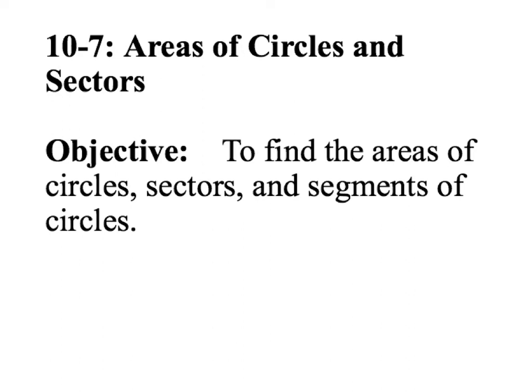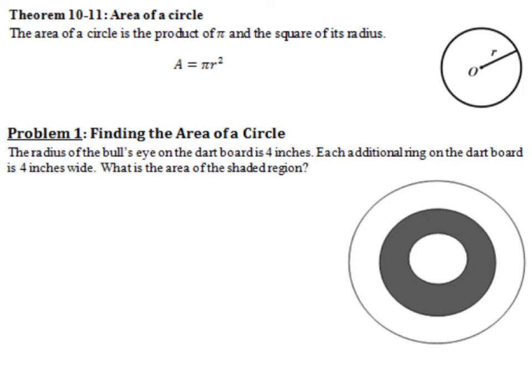10.7 Areas of circles and sectors. Before we deal with area of sectors, we have to know the area of a circle. Area of a circle is going to be radius squared times pi. Remember, the radius always starts at the center of the circle and then goes all the way till it touches.